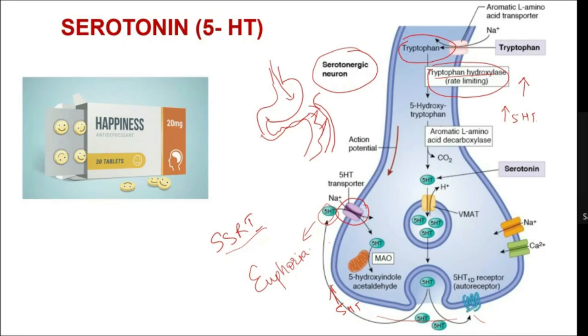Okay. Next is the next one. Once it has been hydroxylated, it needs to be decarboxylated to form my 5-hydroxytryptamine, which in other words is my serotonin. This enzyme is called aromatic L-amino acid decarboxylase. So now what has happened? Your 5-hydroxytryptamine is formed. Now this has to go and get stored in the synaptic vesicle.